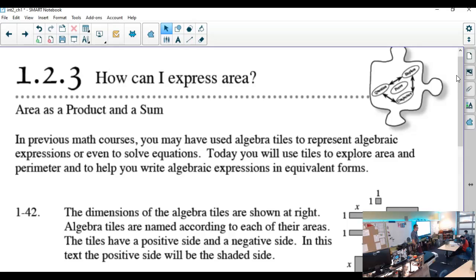So this is actually the beginnings of how we can learn how to factor a quadratic trinomial. Fancy way to say 3 terms with x squared being the highest power term. Quadratic trinomial.